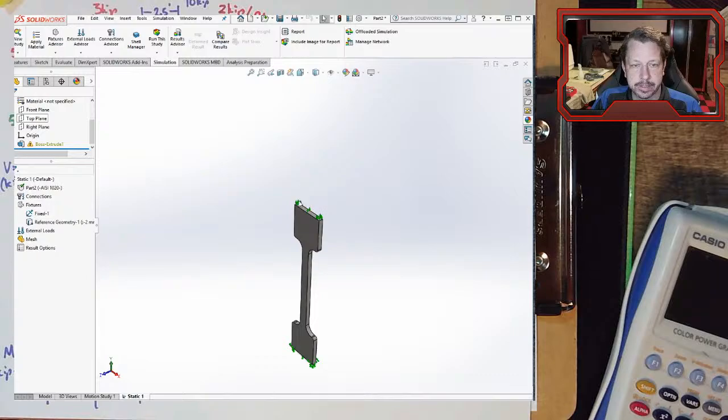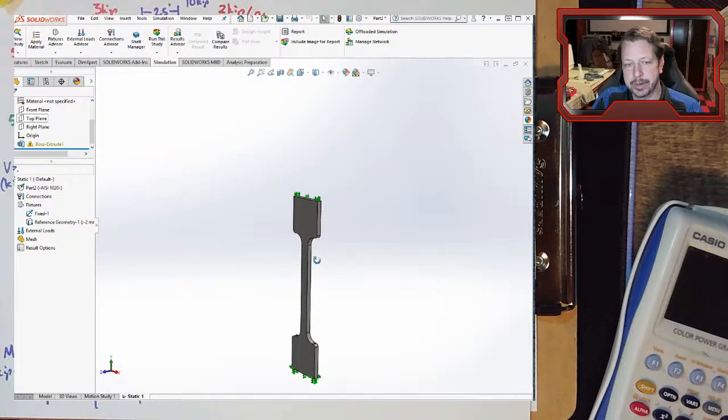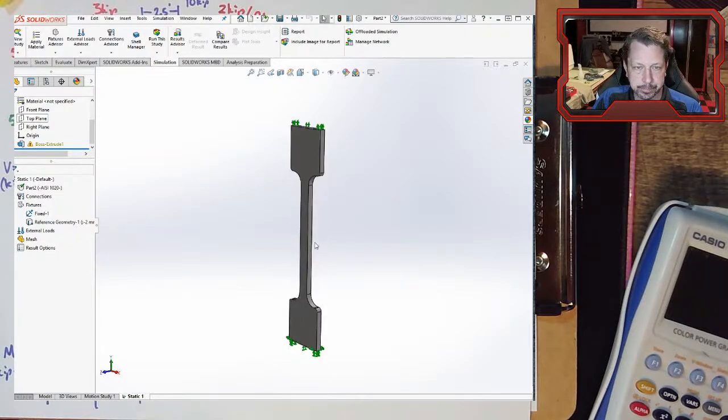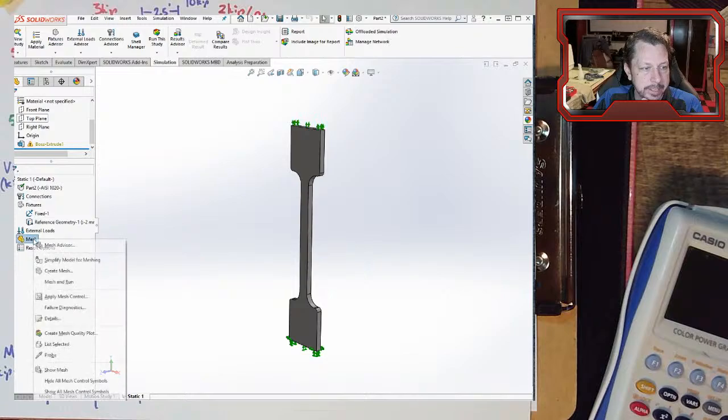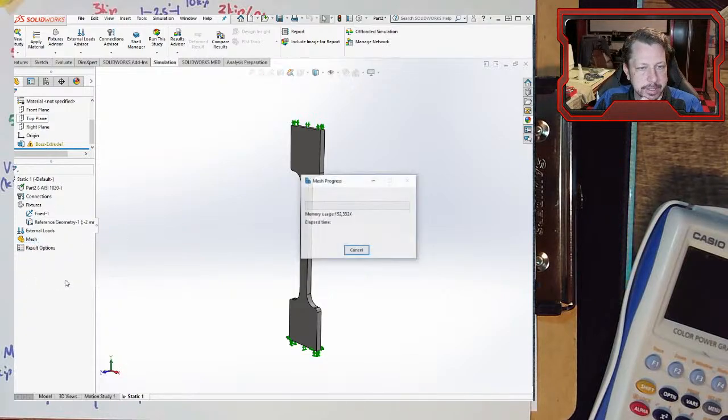Okay, so I've got a force that's pulling this up. Now in the machine, there's a crosshead that moves upward, and you measure the force. So that's why I didn't apply a force. This is more like what the machine is actually doing. It's applying a displacement and you're measuring the force. We're not going to measure the force. We're going to actually just calculate the stress here. So we're going to right click on mesh and mesh and run. Hopefully it'll run with this error still in it.